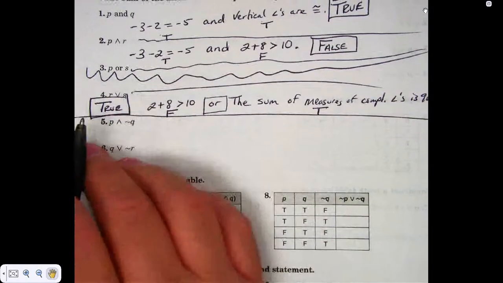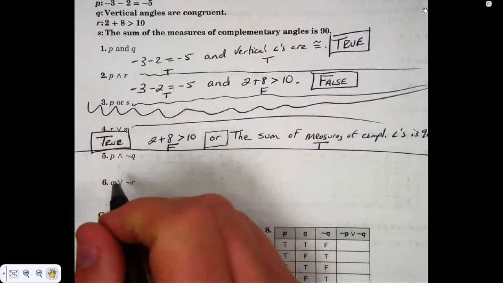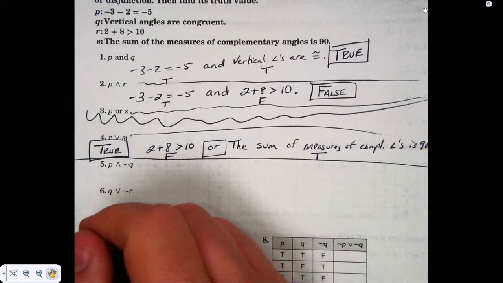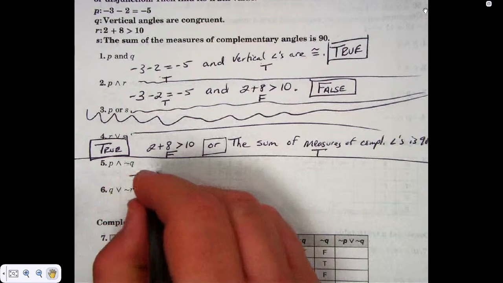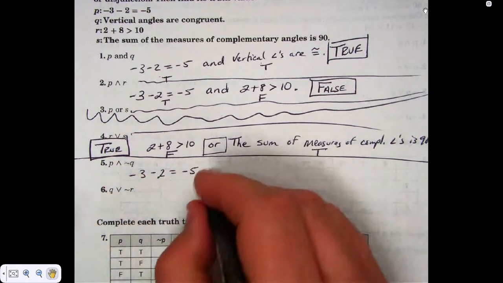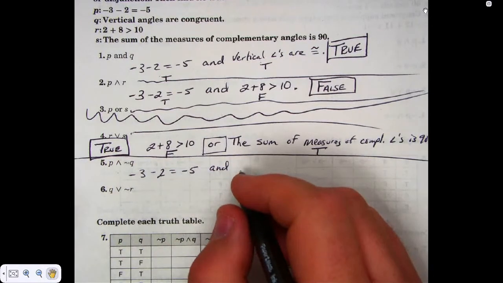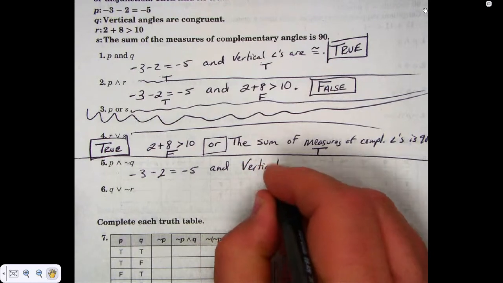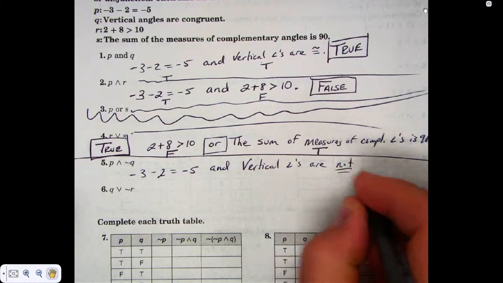Now, what can get a little confusing sometimes is figure out what would be the opposite. On some of these it'll be easy, and some of them it won't. For this one, P and not Q. So what would I say? Negative 3 minus 2 is equal to what? Negative 5. And not Q. Well, what is Q? Vertical angles are congruent. What would be the opposite of that? Not congruent.